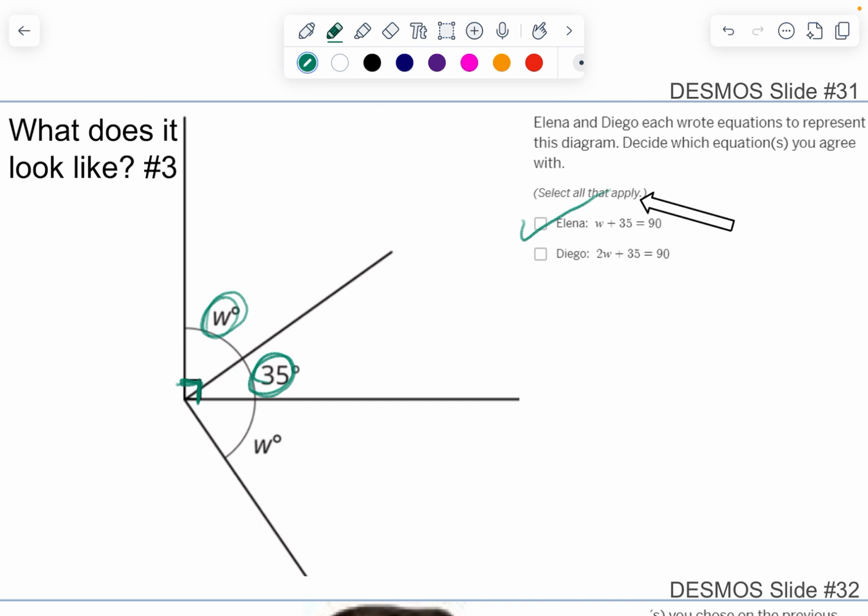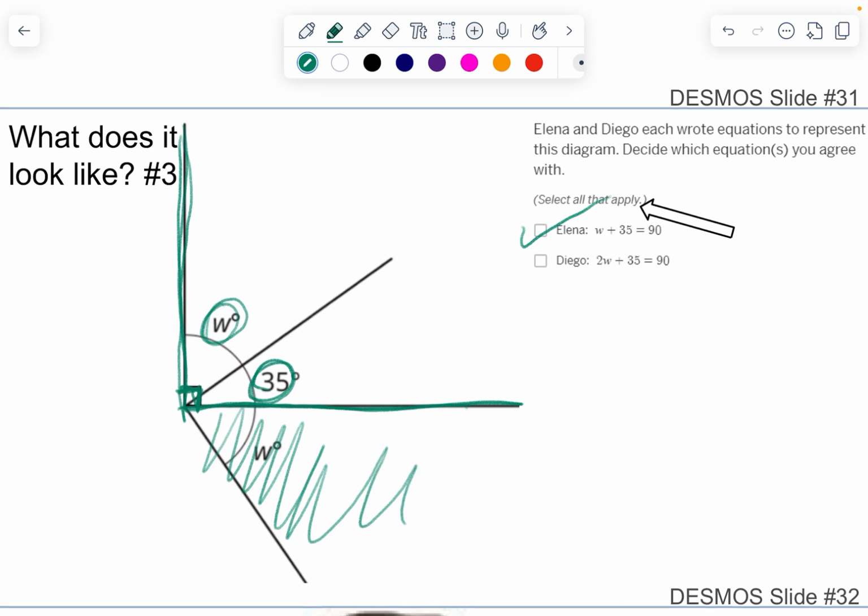Diego says 2W plus 35. Well, no, because only from here to here, this is our corner. This is what our corner's doing. This is not included in that 90 degrees. These two angles added together equal 90 degrees. This other angle over here is not included in that. So Diego would be wrong again.